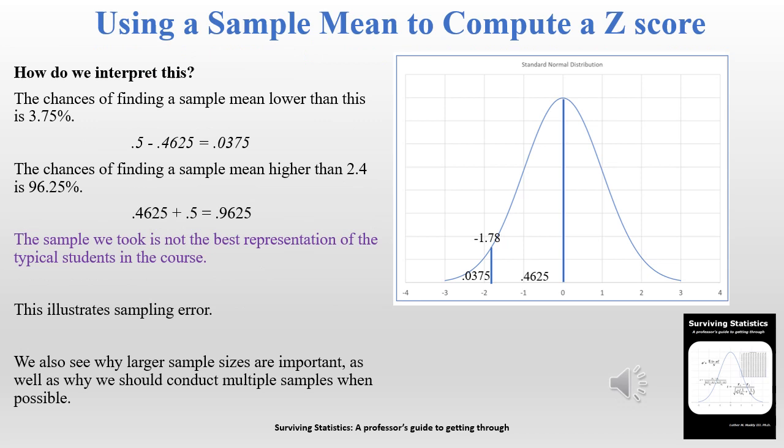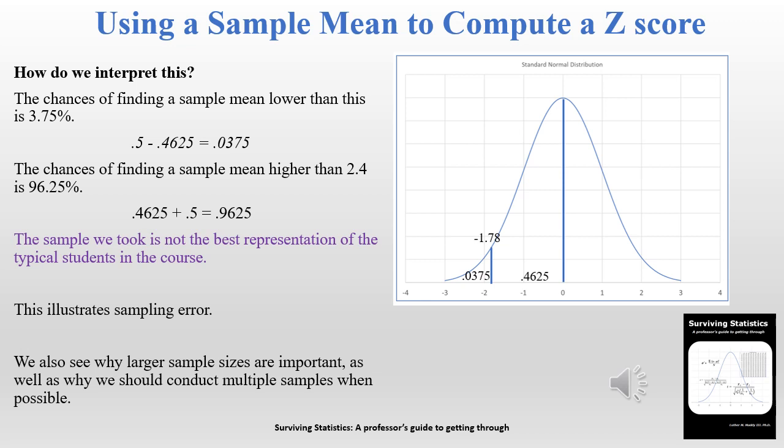All right, so how are we going to interpret that sample mean of 2.4? Well, again, the z-score that we computed is negative 1.78. We see on the screen how that relates in the normal curve. Getting a sample mean of 2.4 or less, there's really only a 3.75% chance of that. So going in the opposite direction, if I were to take a sample mean, what would be the likelihood or the probability of getting a sample mean higher than 2.4? Well, that would be a little over 96%, 96.25%. So either way, that's telling us that a sample mean of 2.4 is not really the best representation of the typical student of the course.